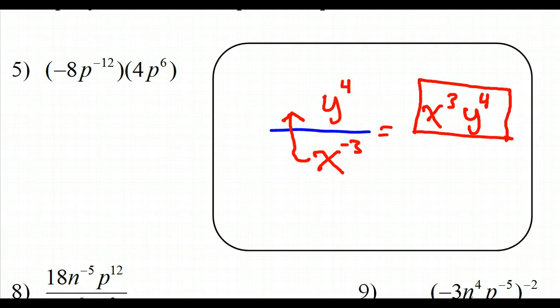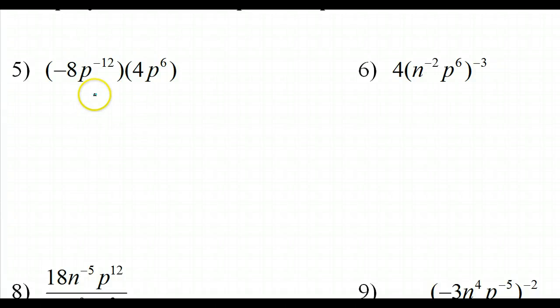Okay, so now that's a good little review. All right, let's do the actual problems. So for number 5, we will multiply the negative 8 times the 4. So that's going to make negative 32.